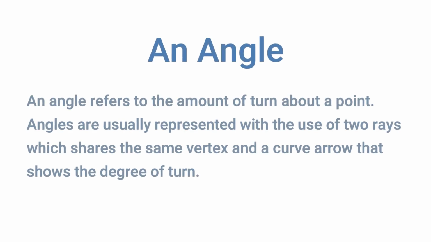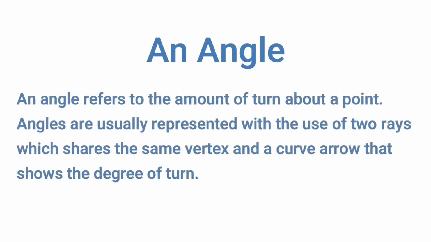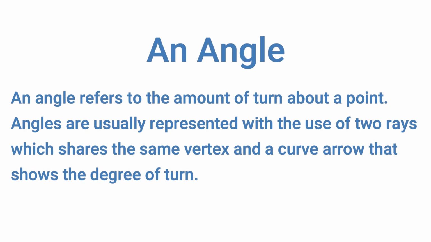Now, before we get into it, let's just look at what an angle is. An angle can be defined as the amount of turn about a point. Angles are usually represented with the use of two rays which share the same vertex and a curved arrow that shows the degree of turn. However, rather than simply drawing this image to show an angle, an analog clock can be very effective in helping students make sense of what the concept is all about.